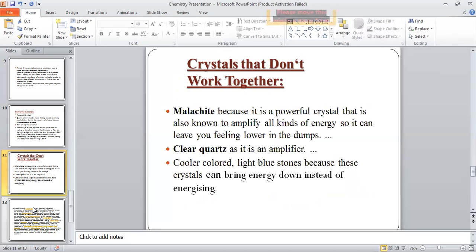Malachite, because it is a powerful crystal that is also known to amplify all kinds of energy, so it can leave you healing lower in the dumps. This is the use of malachite. Clear quartz, as it is an amplifier. Light blue stones, because these crystals can bring energy down instead of energizing. These crystals can supply energy in many forms, and this is the use and advantage of these crystals in the field of crystallography.